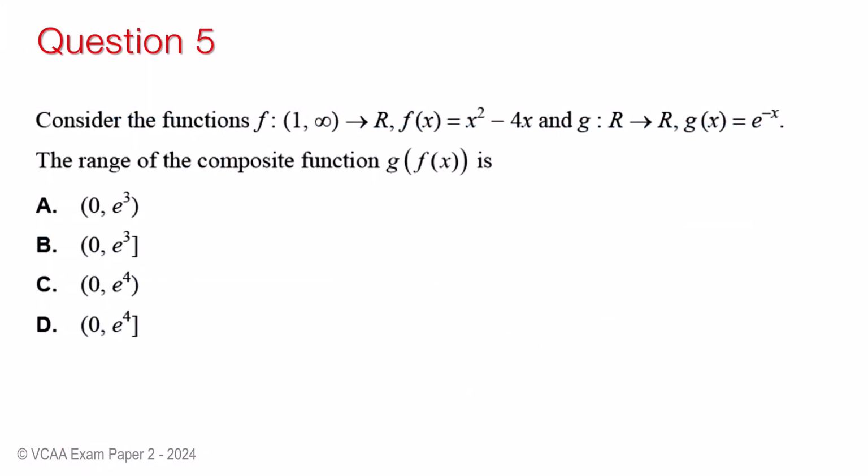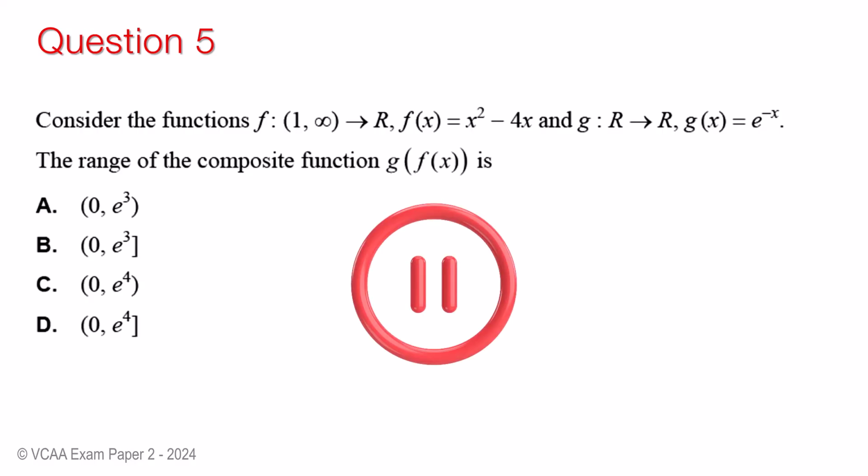Question 5. We are given two functions, f of x equals x squared minus 4x over a restricted domain, and g of x equal to e to the power of negative x. We are asked to find the range of the composite function g of f of x. Now take a moment to think about tip 1. What things are likely to go wrong here? Hit the pause button and give the question a try.